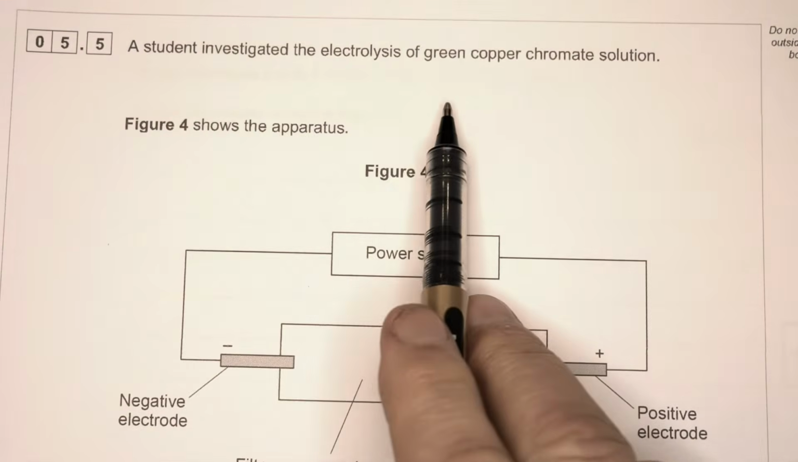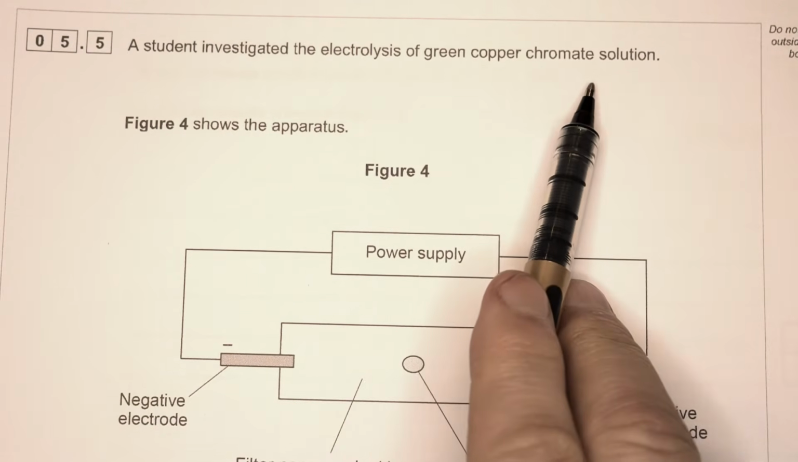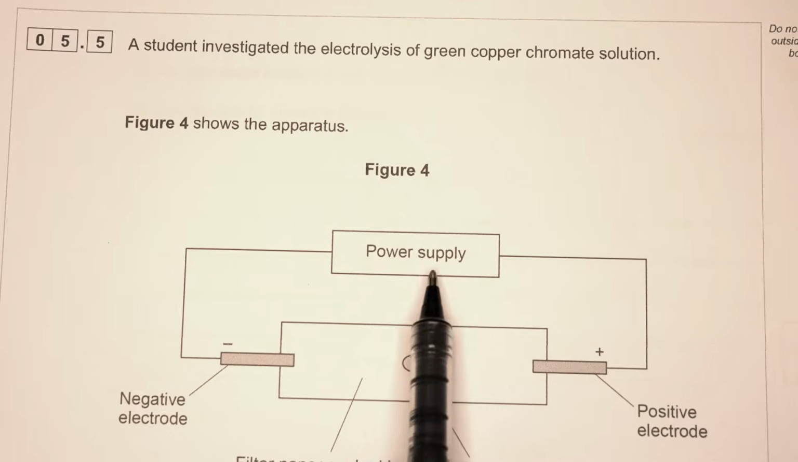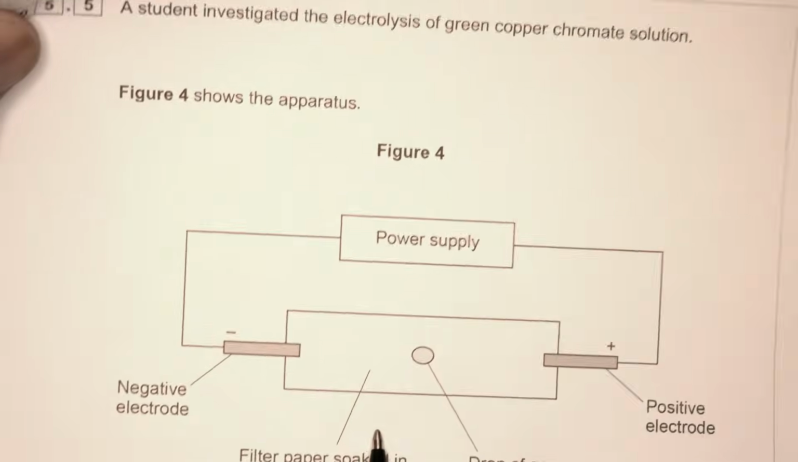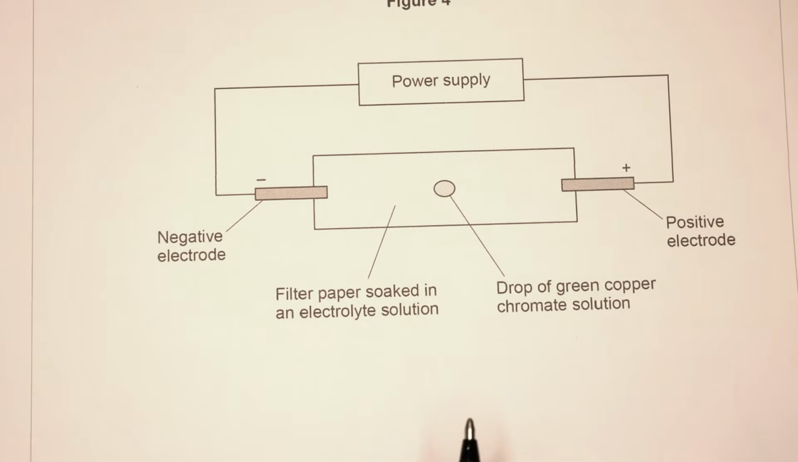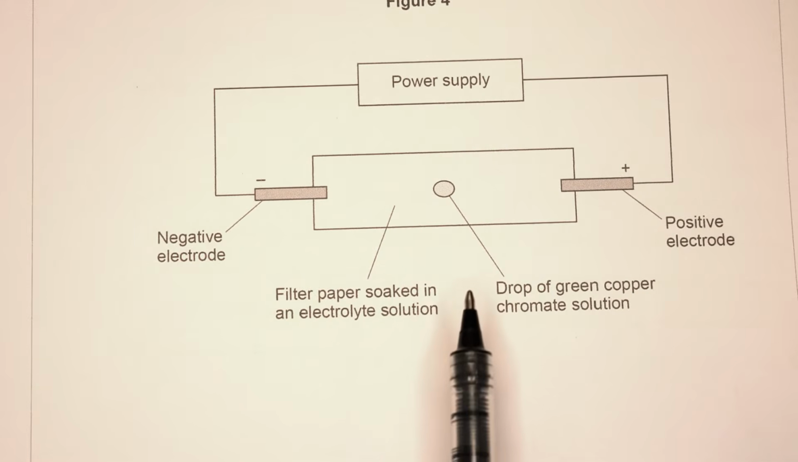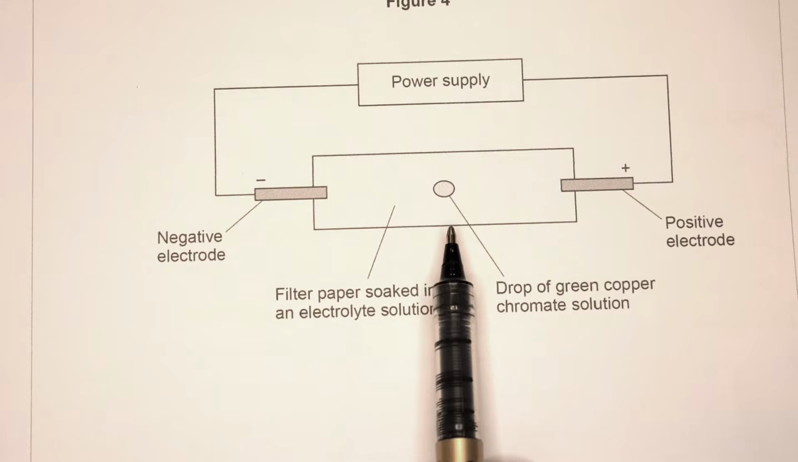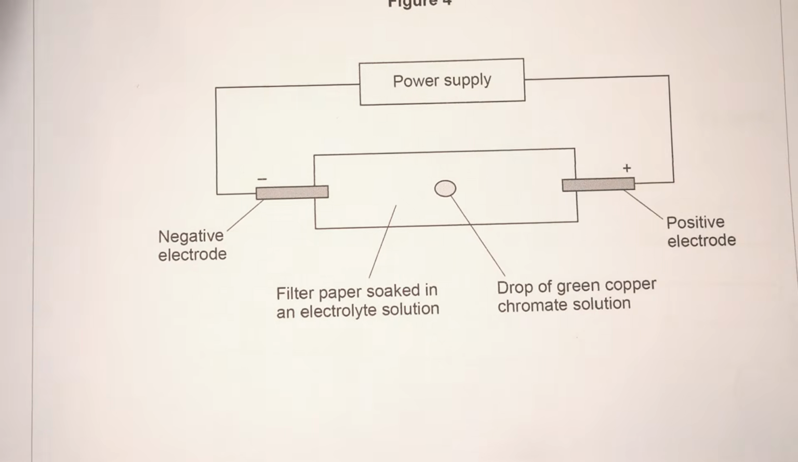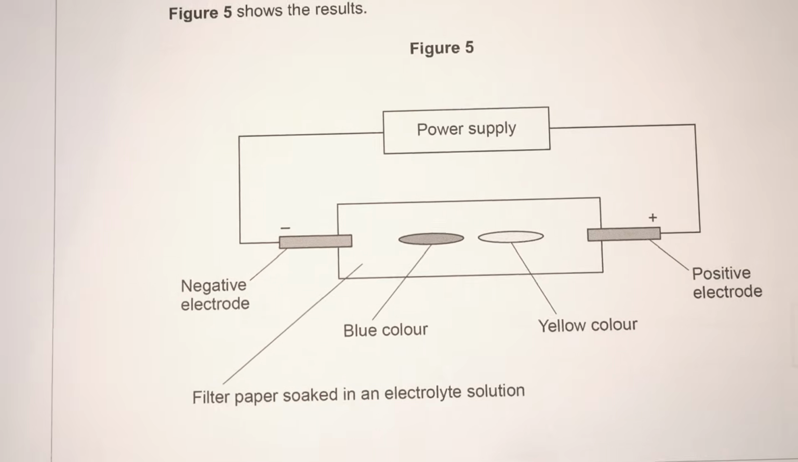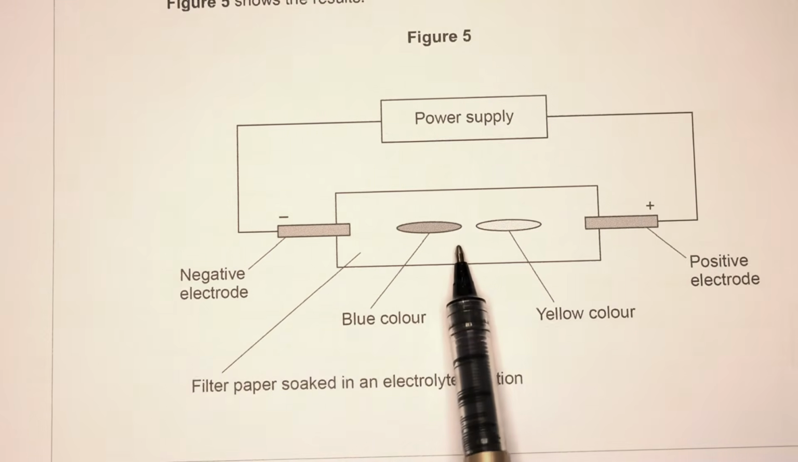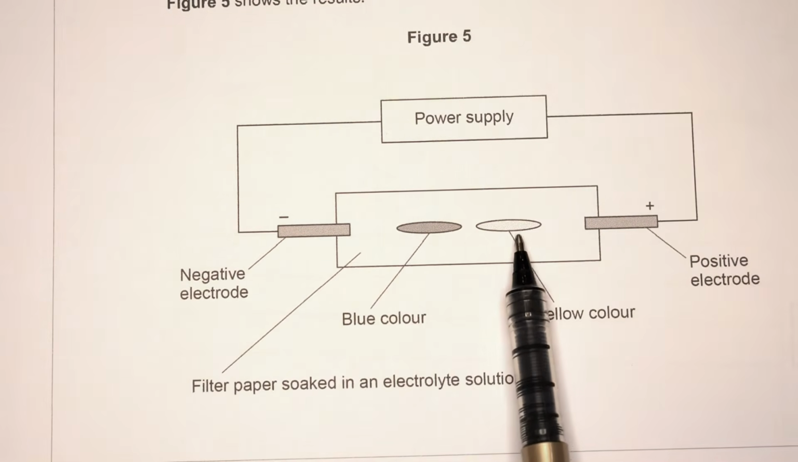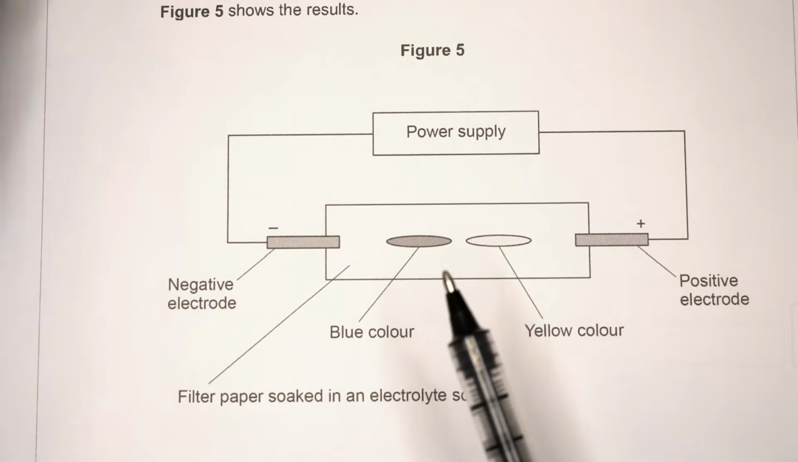A student investigated the electrolysis of green copper chromate solution. We've got a power supply, positive and a negative electrode. This time we've got filter paper soaked in the electrolyte solution, and we've got a drop of green copper chromate solution placed on the filter paper. And then we've got a picture of the results. So after it's been left a while to work, it separates into two colours. We've got a blue colour moving over here and a yellow colour moving over here.